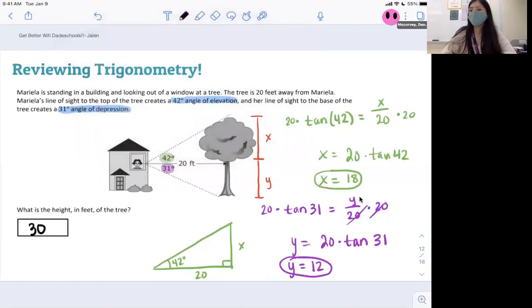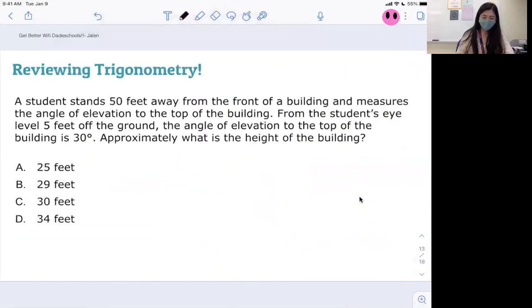30 feet. Daniel, are you having fun? Yes. Questions on this one? Kind of nice to review this stuff. I think you guys enjoyed this.